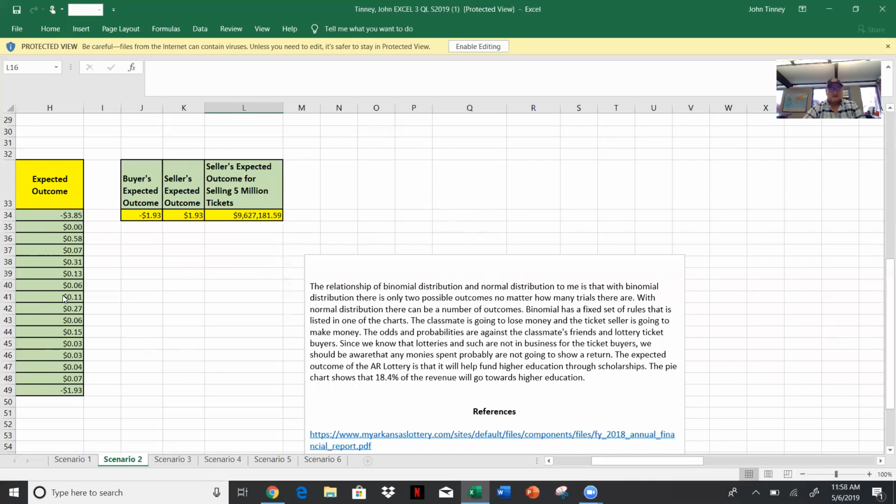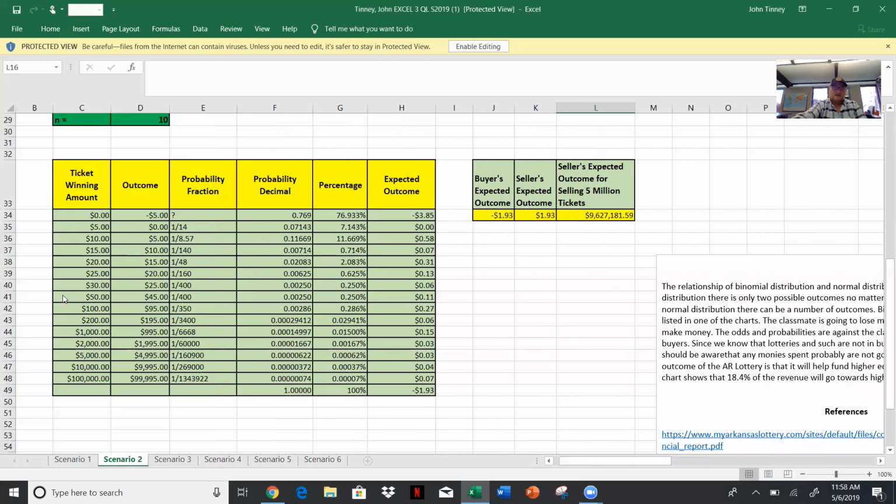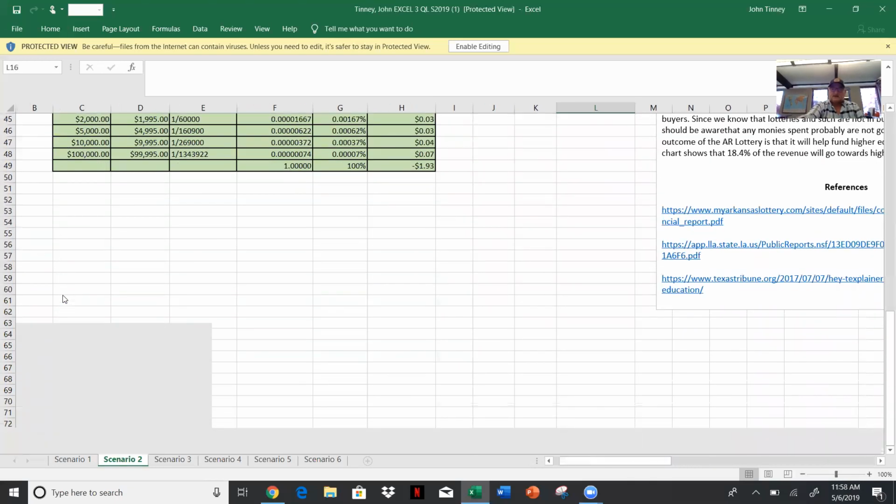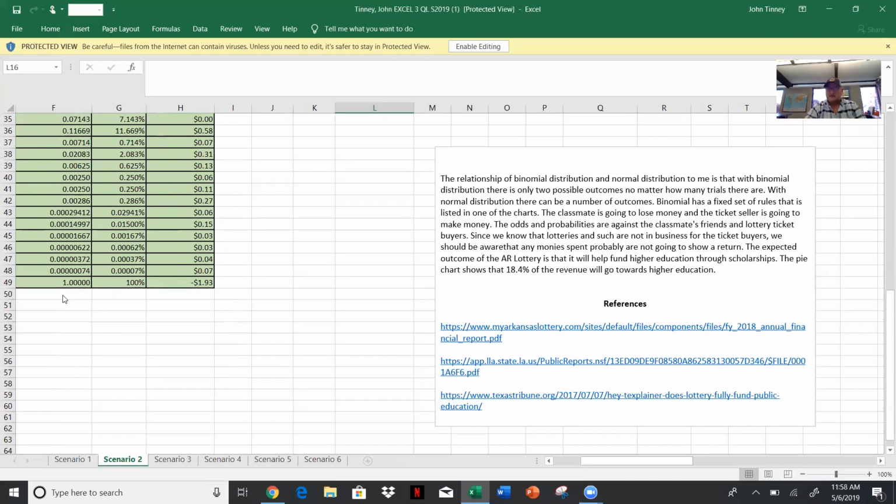On the outcome of selling the lottery tickets, the lottery people are going to make money, or the ticket sellers are going to make money. The classmate, as a rule, that buys them is actually going to lose money most of the time.